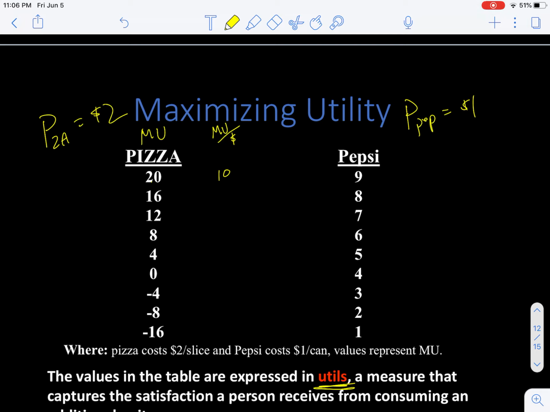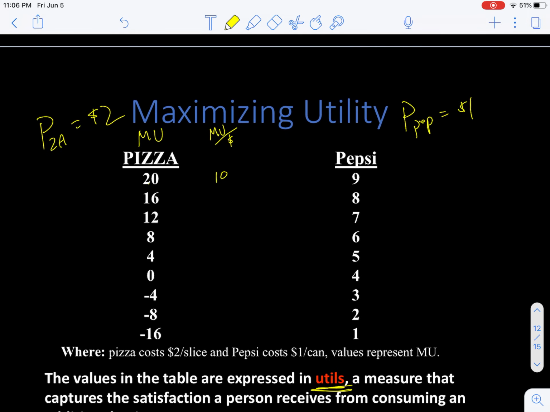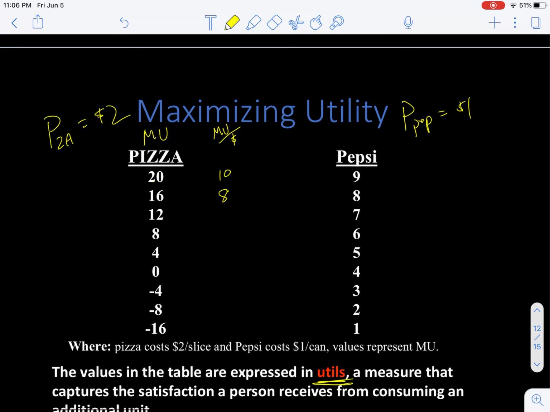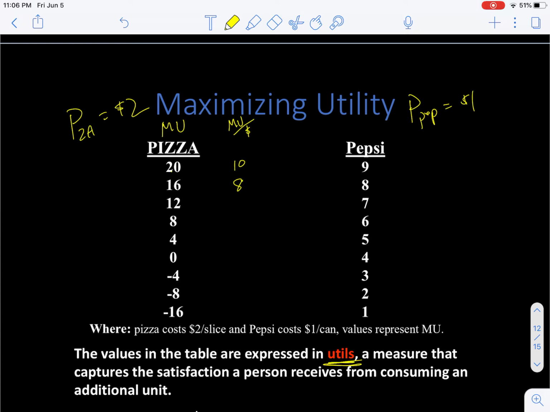16. All right, so the second slice of pizza gives me 16 units of happiness, but it cost me $2. What's the bang for my buck? What's the marginal utility per dollar? 8. All right, 16 divided by 2. What about the third slice? 12 divided by 2 gives me 6. The fourth slice, 8 divided by the price, that's 2, so that gives me 4 units of happiness per dollar.